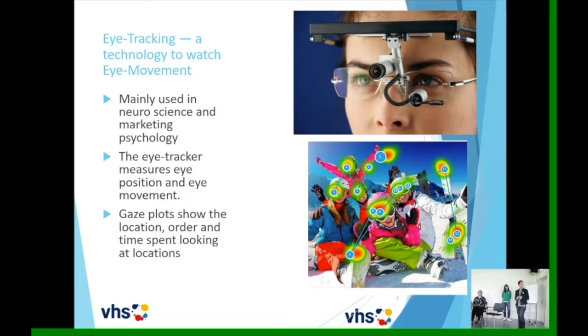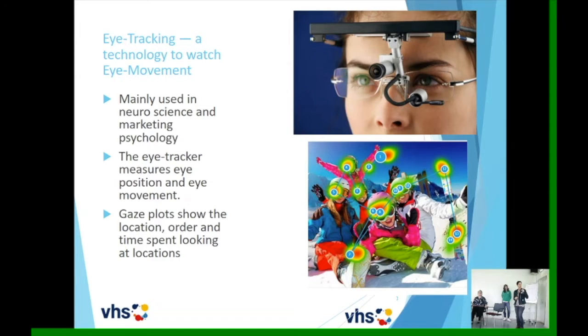You know, eye tracking is a technology to watch eye movement, and it's mainly used in neuroscience and marketing psychology. That means you can watch test persons, how they look at websites and advertisements, how they go into a shop, what they look at first. You know that the attractive, the cheap products are on the lower floor, but the highly expensive products are up high. You all know this from your own experience. And with eye tracking, you can see where the test person looks.